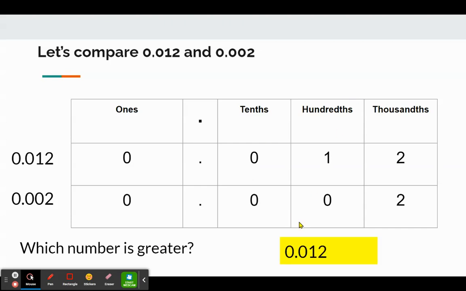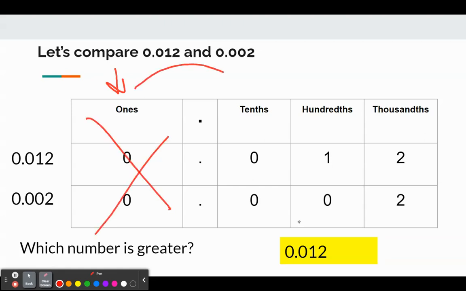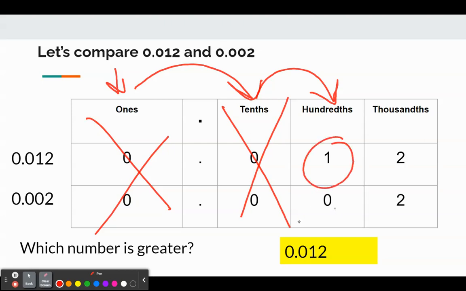That is 12 thousandths. Now, whenever comparing numbers, we're always going to start with the biggest place value. So that would be the ones over here. Now, neither one of these numbers has any ones, so that doesn't really help us. So now we have to go over to the tenths. There's not any tenths, so that doesn't really help us either. So now let's go over to the hundredths. If we look at our hundredths, 12 thousandths has 1 hundredth and 2 thousandths has 0 hundredths. So that means that 12 thousandths is our greater number.